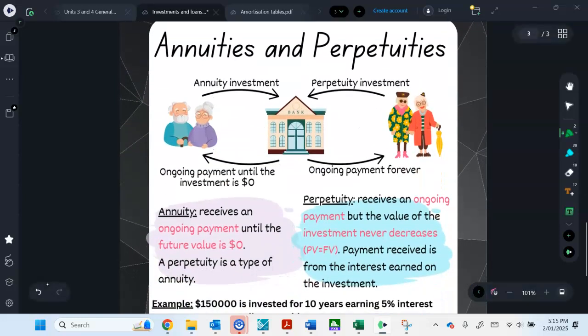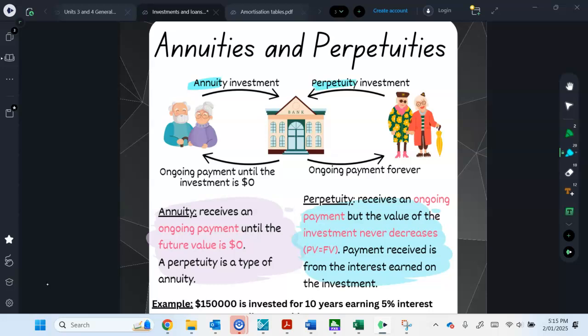So annuities and perpetuities. Again, I'm sticking with the old people, because they save up lots of money and get to have a great life in retirement. So just on the left, I've got the annuities, and on the right, the perpetuities.